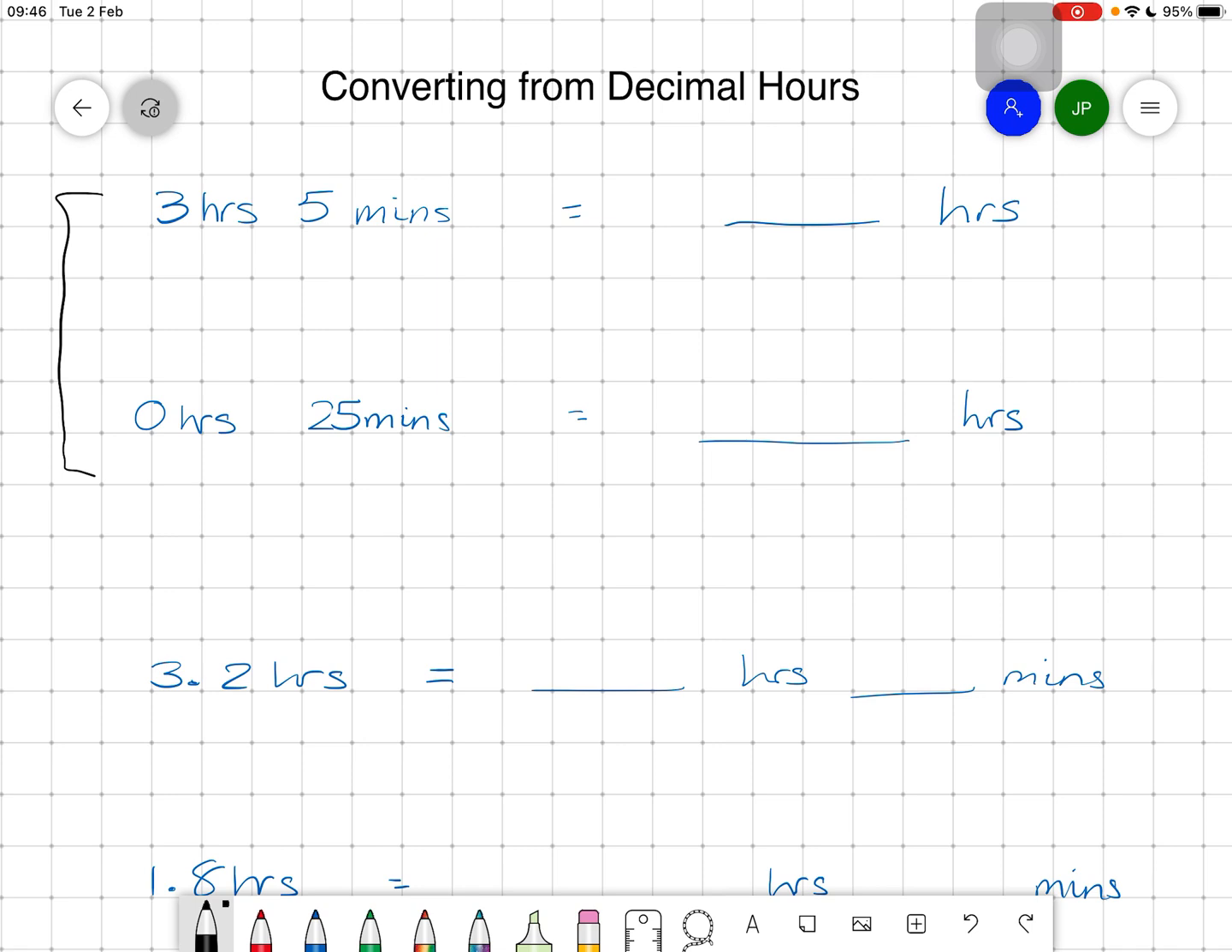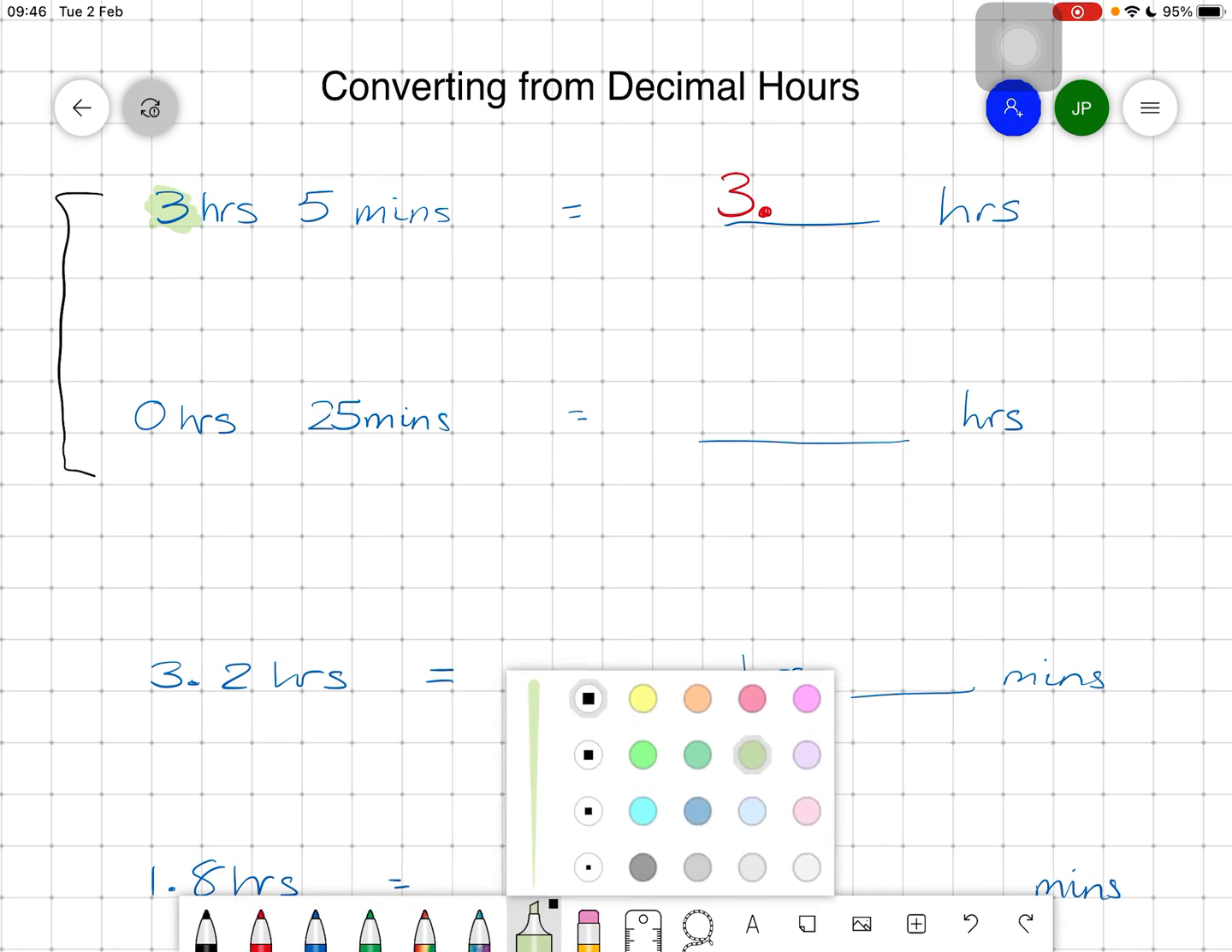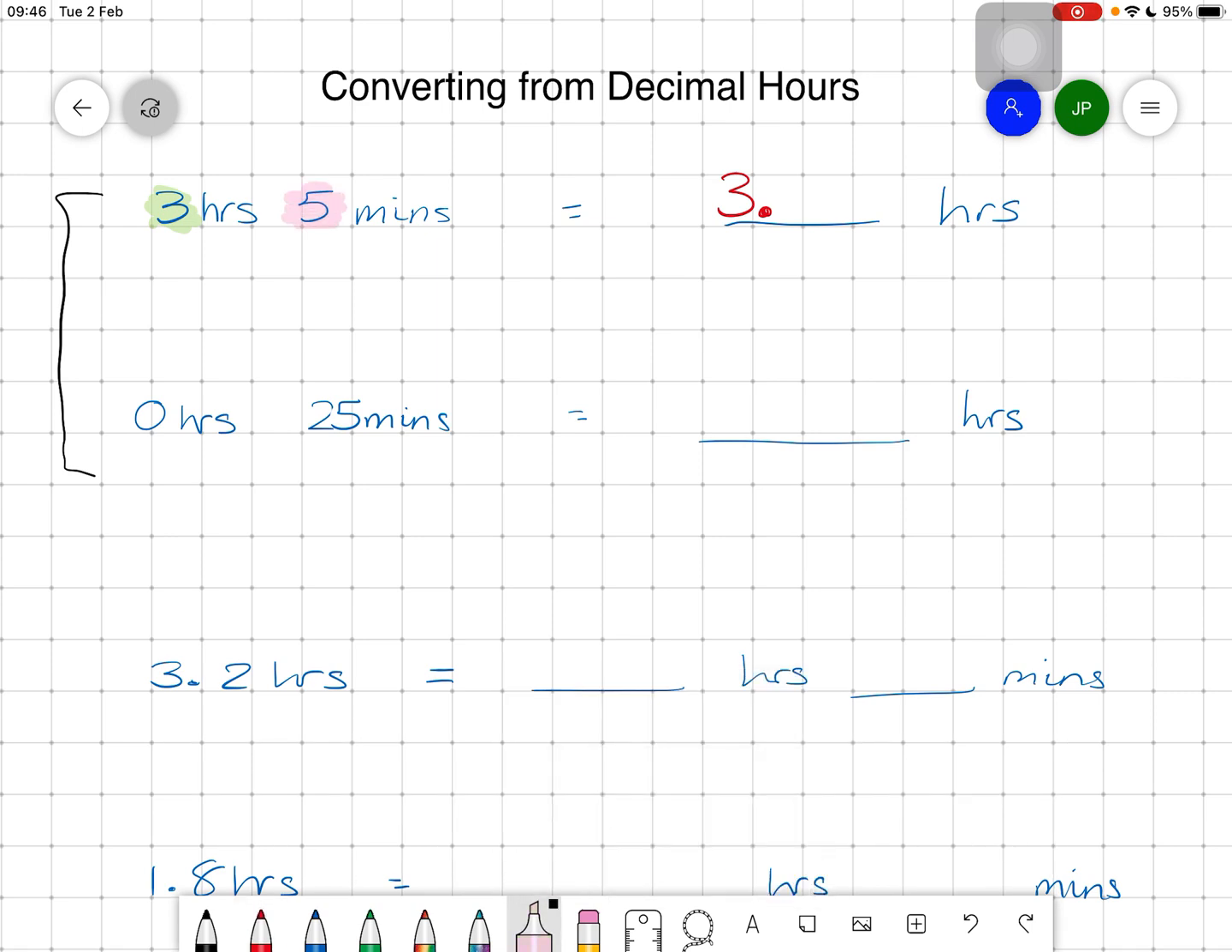Okay, so for example, to convert 3 hours and 5 minutes to hours, we take our 3 hours because we know that's 3 full hours. So we are going to end up with 3 point something hours. We then take our 5 minutes. Now we know that to go from minutes to hours, we have to divide by 60. So we do 5 over 60. We're going to cancel that down to a 12th.